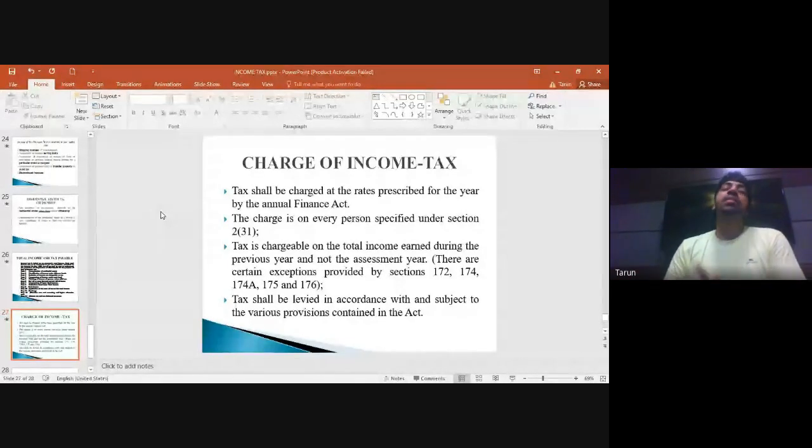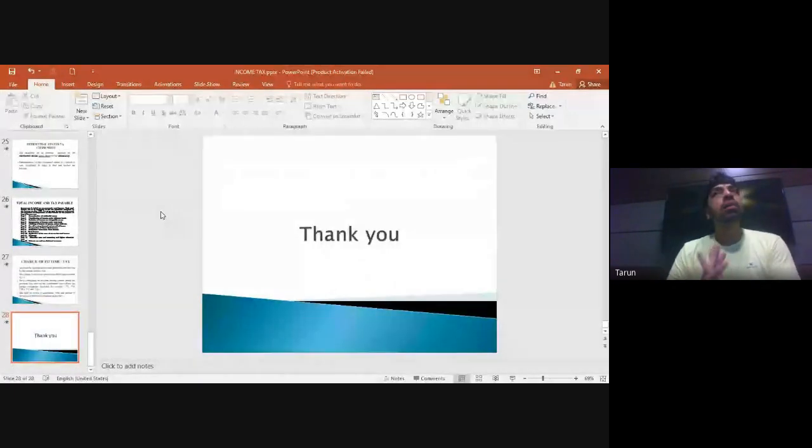So that's it for today about all the basic concepts that we have learned during this first session, right? I believe you have learned plenty of terms during this session, and in the next session we will learn more concepts related to residential status in India, right? If you have any other doubts, please let me know.